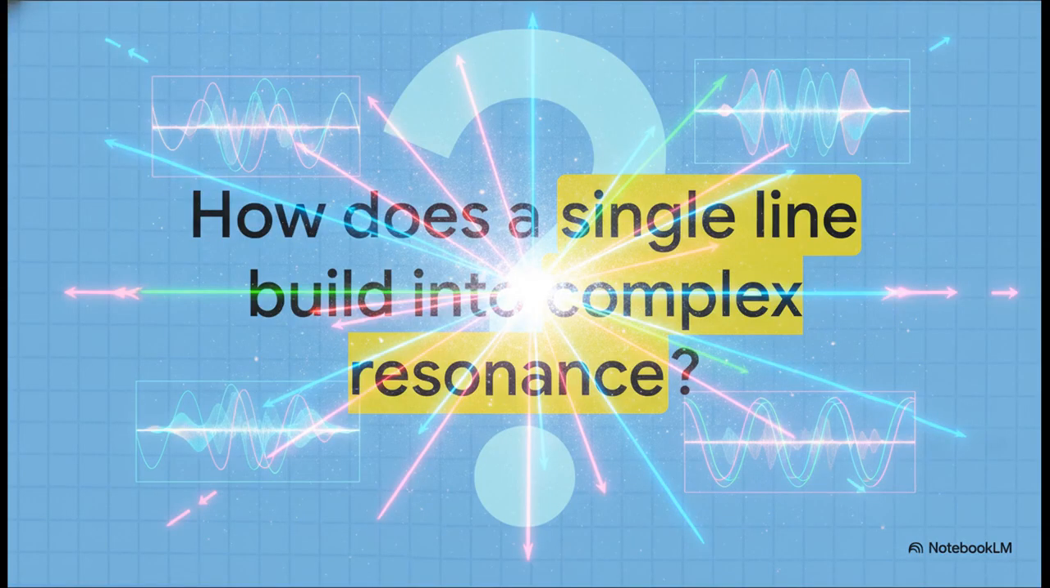second. Imagine a single glowing line. What happens to it when it gains energy, collides with other lines, and ultimately gets trapped in a confined space? How does it build into complex, harmonic resonance? Keep that image in the back of your mind as we go.